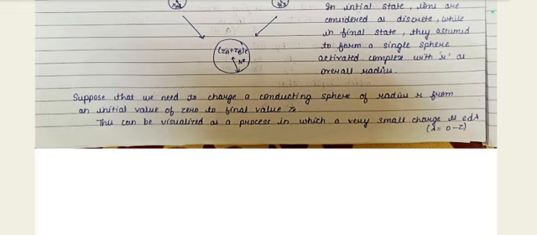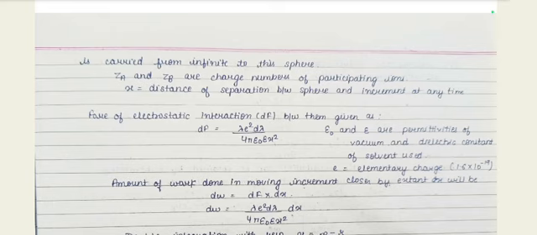This can be visualized as a process in which a very small charge, delta q, equal to 0 to z, is carried from infinity to this sphere. ZA and ZB are the charge numbers of the participating ions. x is the distance of separation between the sphere and the increment at any time.